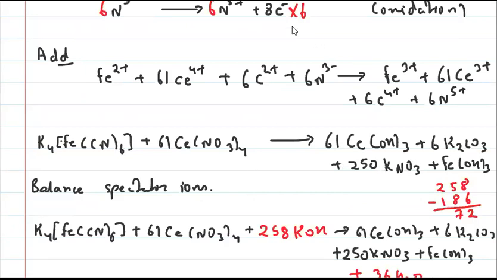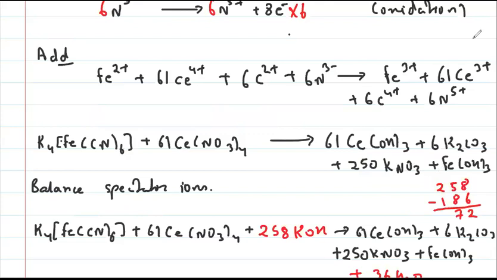Now you think about this, that I have given 250 KNO3. Why? Because it is a spectator ion. If you count the number of nitrogen, 61 into 4 is, tell me, 244, right? 244 nitrogen here. And here, 6 nitrogens. How many total nitrogen do we have? 250 nitrogen. Yes or no, guys? So it should be 250 KNO3.